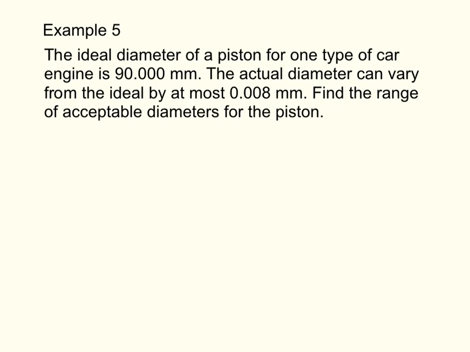The ideal diameter of a piston for one type of car engine is 90 millimeters. The actual diameter can vary from the ideal by at most 8 thousandths of a millimeter. Find the range of an acceptable diameter for the piston. So we want a range of diameters for the piston. So, first off, we're going to let D be the actual diameter of the piston. So D is the actual diameter. Now, what do we know about that?